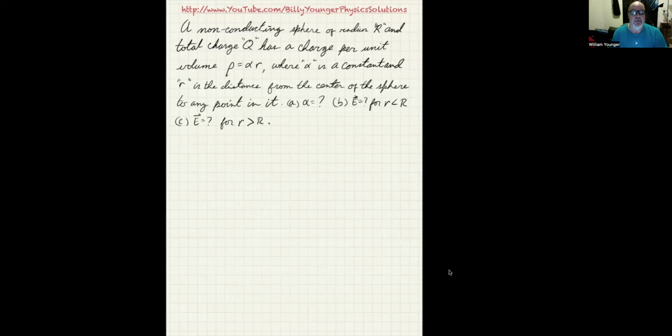Okay, there you go. So a non-conducting sphere of radius big R and total charge big Q has a charge per unit volume rho equals alpha r, where alpha is a constant and r is the distance from the center of the sphere to any point in it. What I want to find in A is alpha and its units. What I want to find in B is E for r less than R. And what I want to find in C is E for r greater than R. So again, this is a Gauss's law problem.